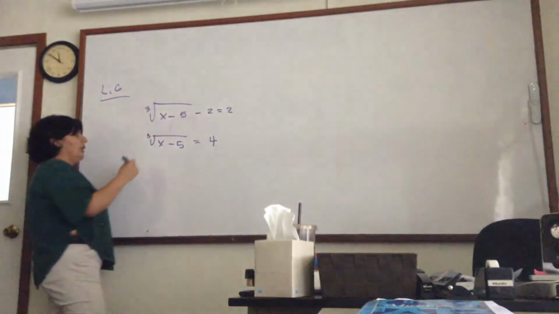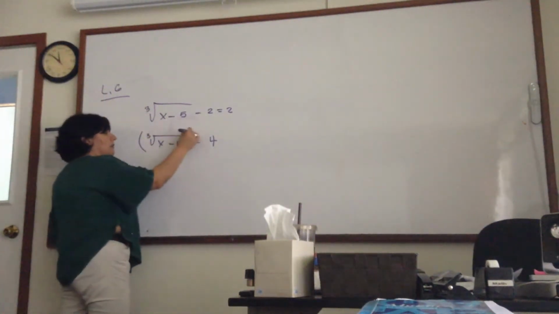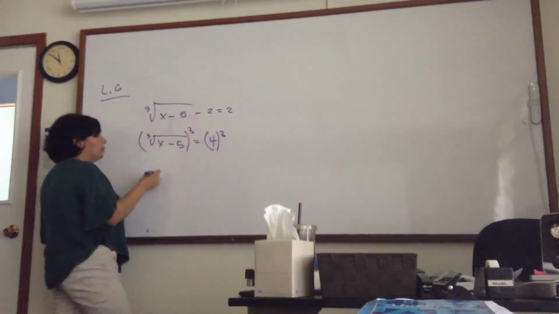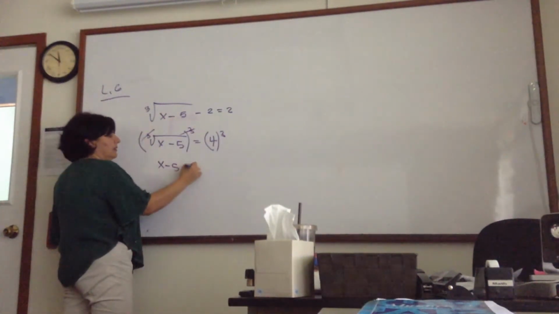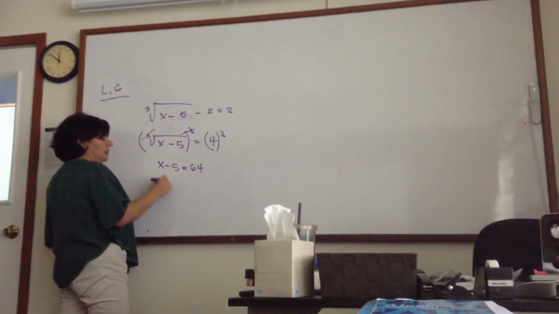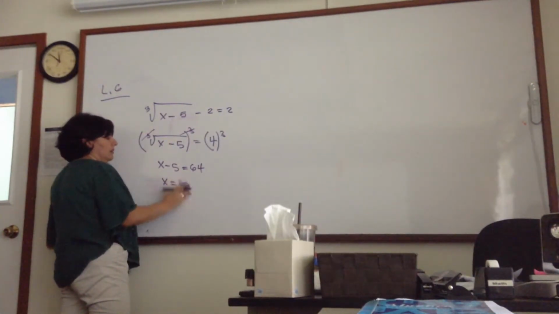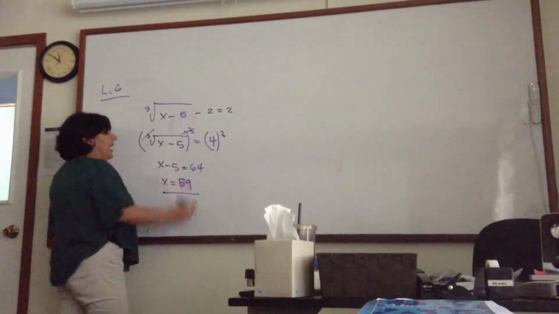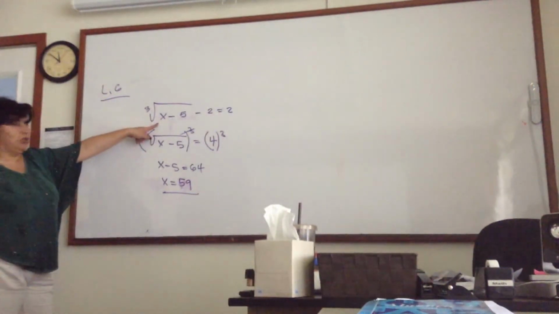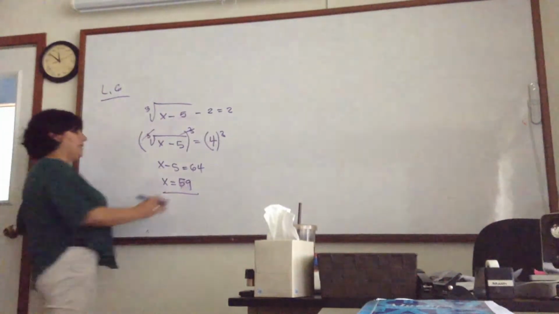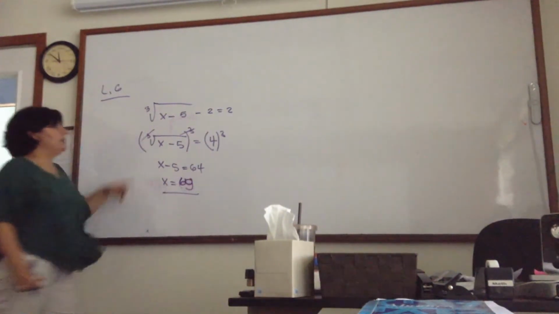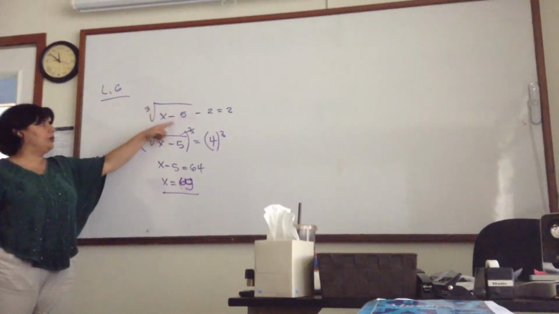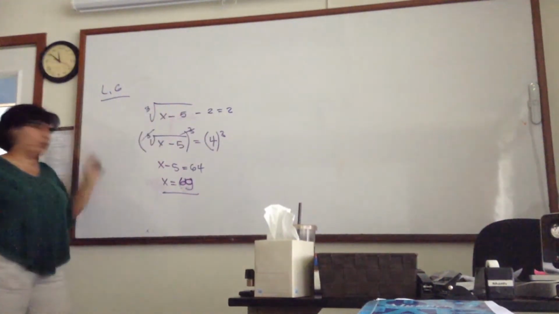What I do to one side, I do to the other. So I've got X minus 5 equals 64. Leave X alone and boom. That's easy. Then you try it here to see if it works. X is 69. 69 minus 5 is 64, the square root is 8, minus 2 is 6. We're good. It works.